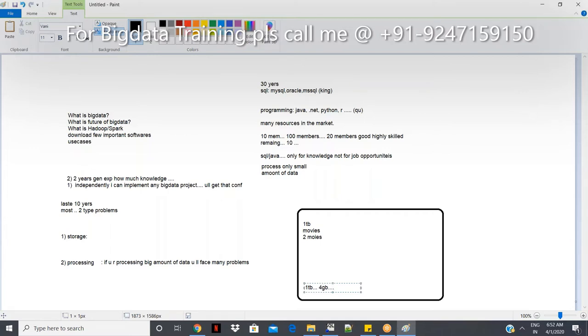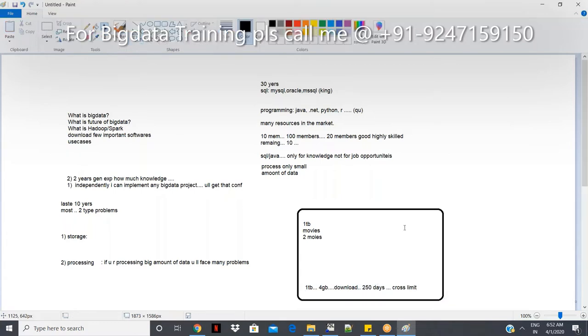So daily you are downloading 4 GB. Within 250 days, 250 times 4 GB is approximately 1 terabyte. That's it, you pass this limitation. If you want to store more than 1 terabyte, it's not possible.